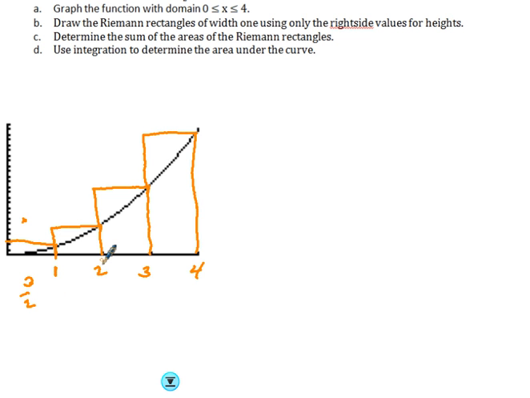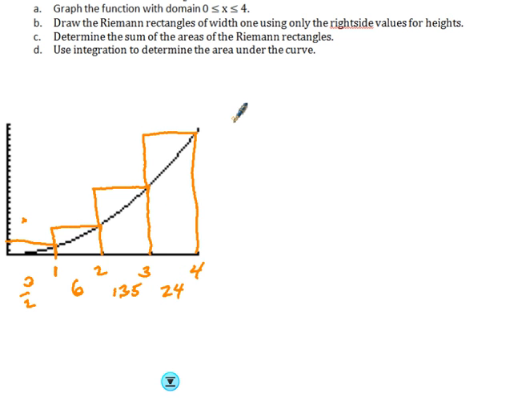And for this one right here, substitute 2 in there. 2 squared is 4. 4 times 3 halves is going to be 6. So that height's 6. Over here is 3. Substitute 3. 3 squared is 9. 9 times 3 halves, well, that'll be 13.5. And then 4. 4 squared, 16. 16 times 3 halves is 24. So there we have our heights.